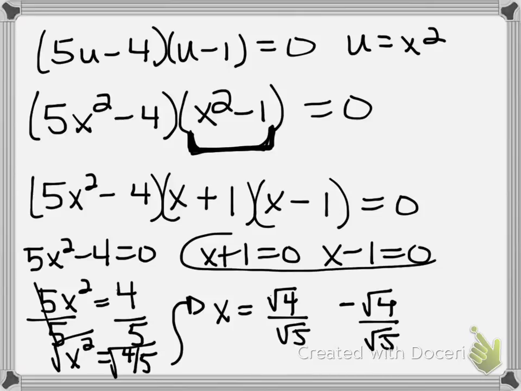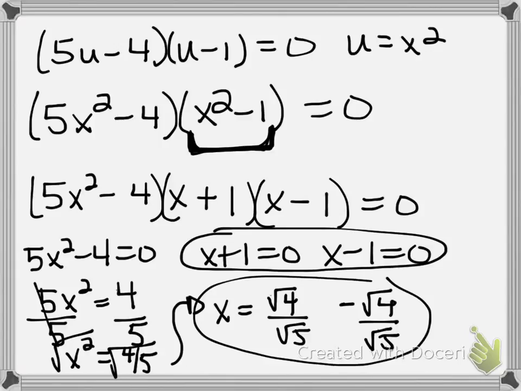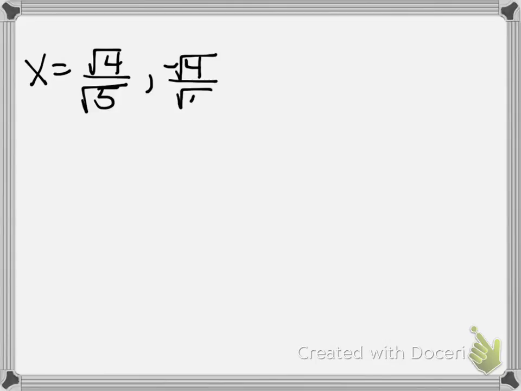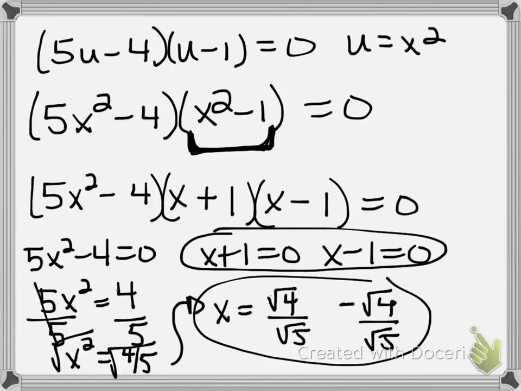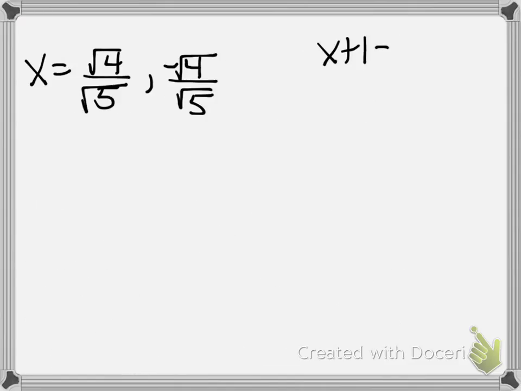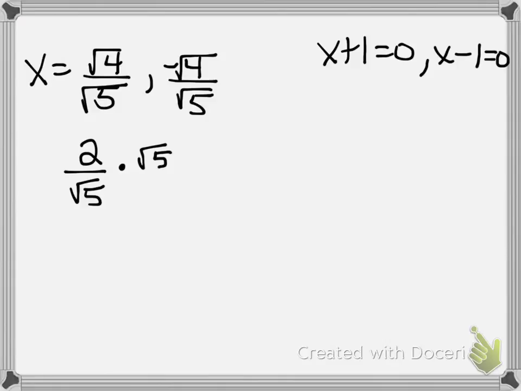So I'm going to put this on the back burner for a moment, and I'm going to handle this part here. So again, I have x equals the positive square root of 4 over square root of 5 and the negative square root of 4 over the square root of 5. I also had from over here x plus 1 equals 0 and x minus 1 equals 0. I'll solve those in a moment. So the square root of 4 is 2, but I can't take the square root of 5. So that means I need to rationalize it.